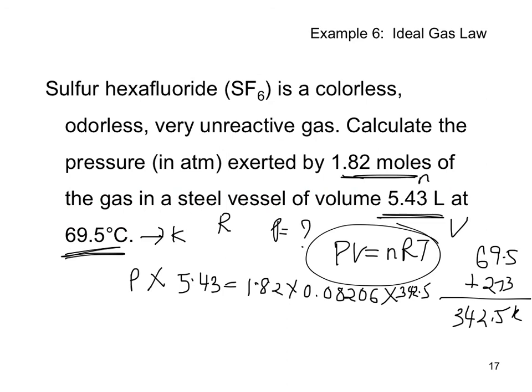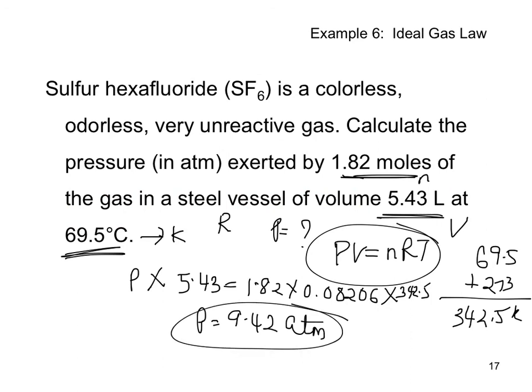and simply work out the math. This number times 0.08206 times 1.82, divide that number by 5.43, comes out to be 9.42. So the pressure has come out to be 9.42 atmospheres.